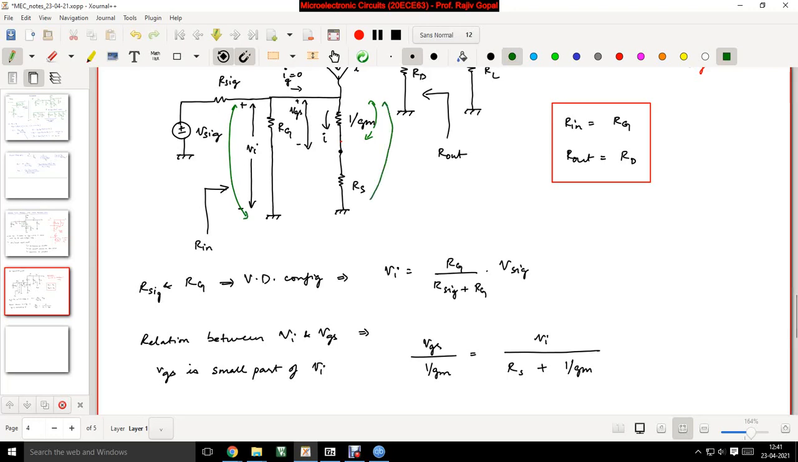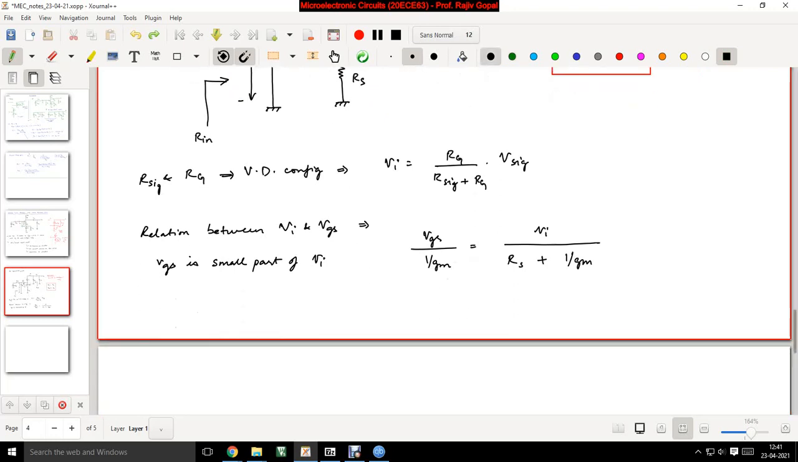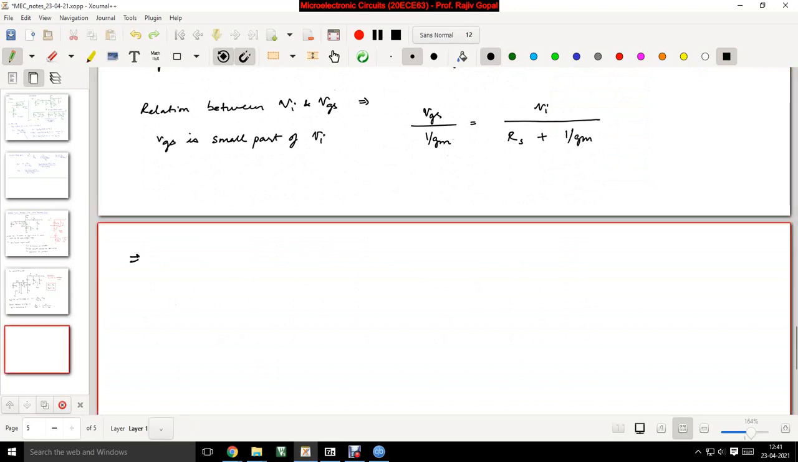So this entire thing is basically VI, and this is VGS, right? So that I have written below. From this I can get the relation between VGS and VI. So I can write VGS as VI divided by 1 plus GM into RS. Okay, why? Because GM and GM will get cancelled.